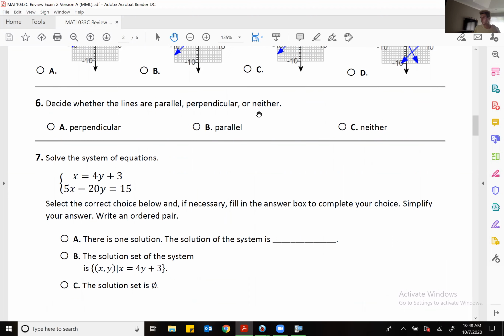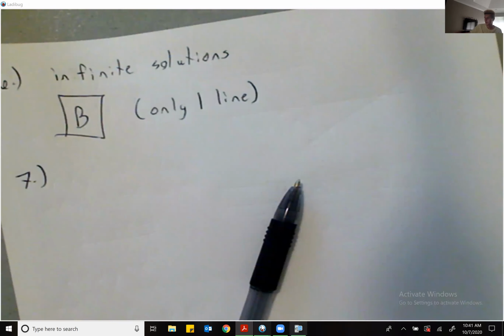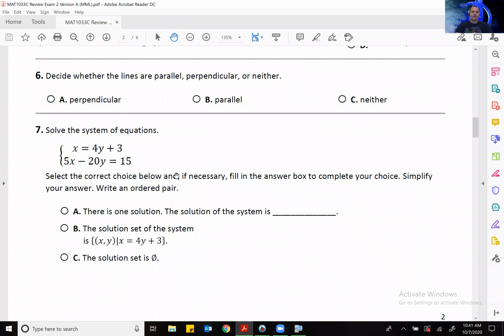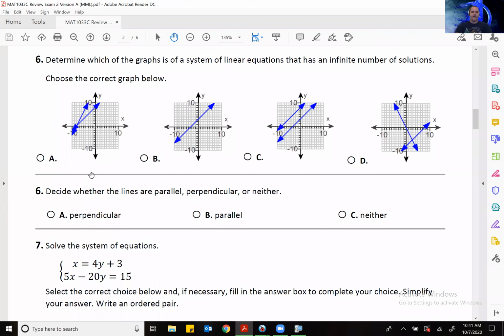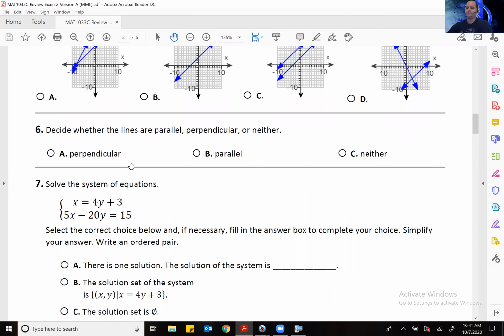I am missing the equation for this. Decide whether the lines are parallel, perpendicular, or neither. Okay, actually, I see what happened. This number 6 does not need to be there because we already have a number 6 there. So that's just junk. So we're on number 7.